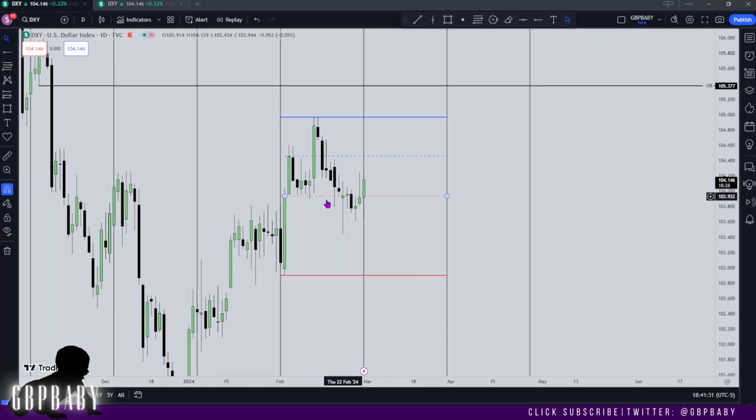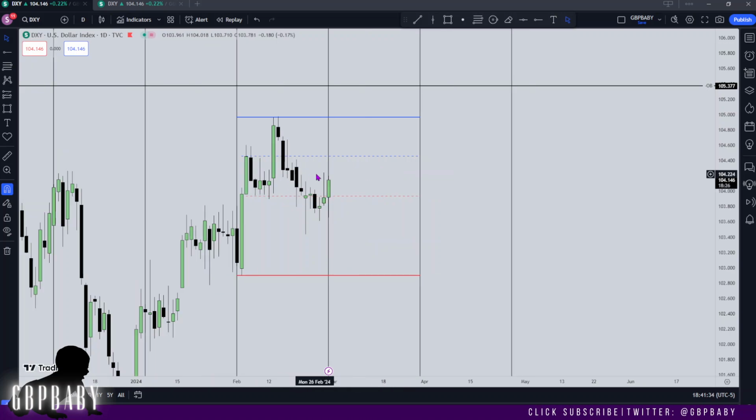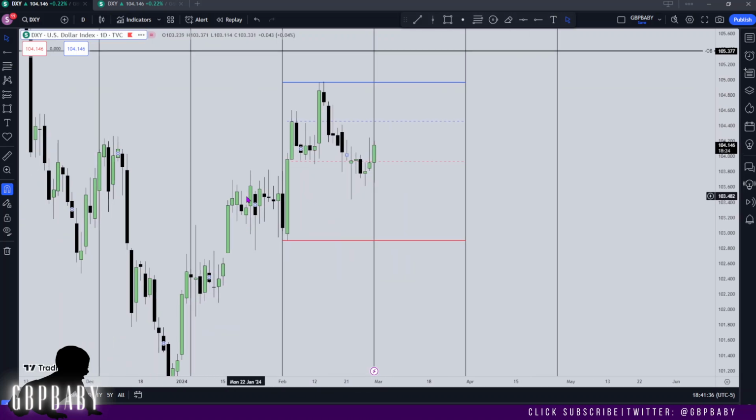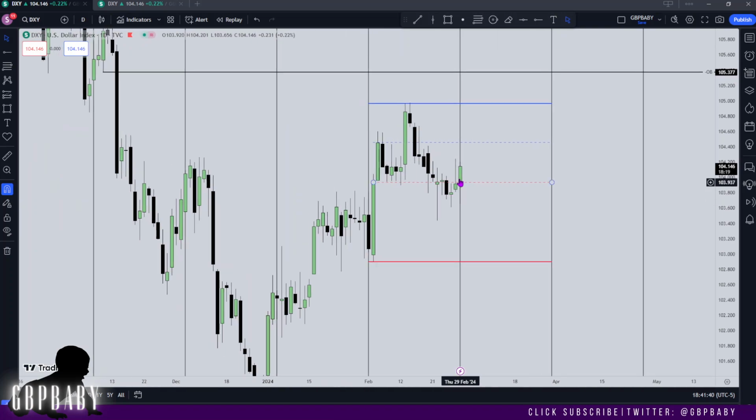I'm expecting a continuation. We've been bullish. I've been bullish for a pretty long time, way back from January. So if you've been following me, you'll know that that's been the bias in general. But at least we can head into the month with this bullish bias and expectation.